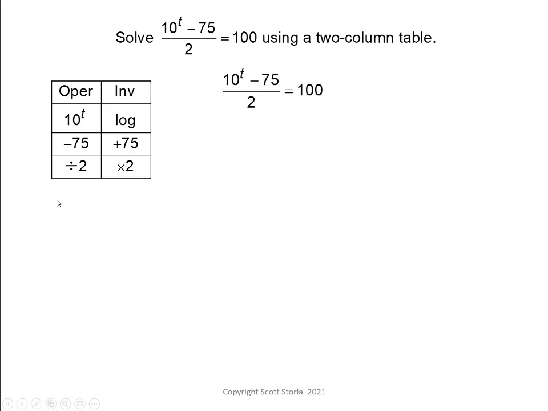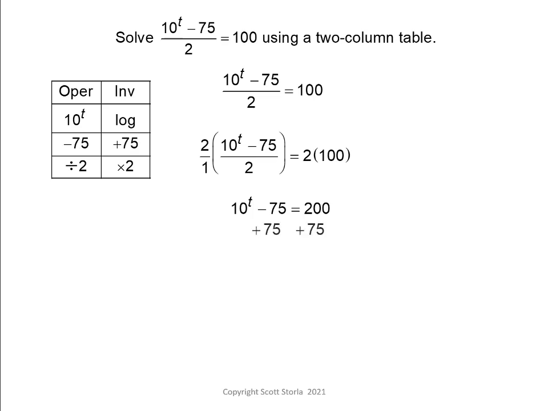I start with my original. I start at the bottom of the right column. I'll multiply 2 to both expressions. These 2's reduce. So I can simplify to 10 to the t minus 75 is 200. I'll move up a row, add 75 to both sides and simplify. I'll move up a row and take the common logarithm of both sides and simplify.